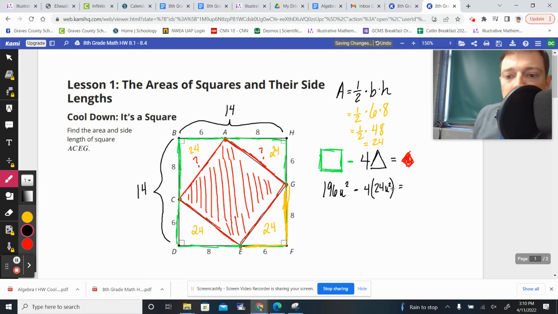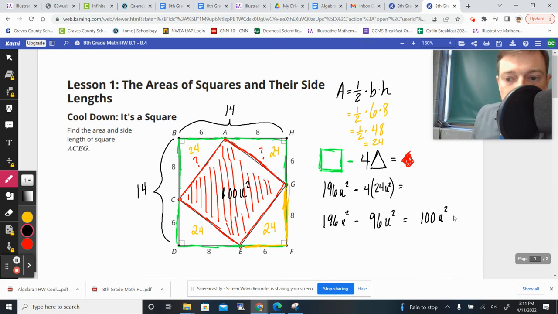Now, 4 times 24 turns out to be pretty nice because that's going to be 80 plus 16, which is 96. So we got 96 square units there. We got 196 square units from our first square. And that difference is very nice because they make a difference of 100. So if our square here in red has 100 units squared, what would the side lengths have to be to make that area happen? That would have to be a 10 because 10 times 10 gives us 100.